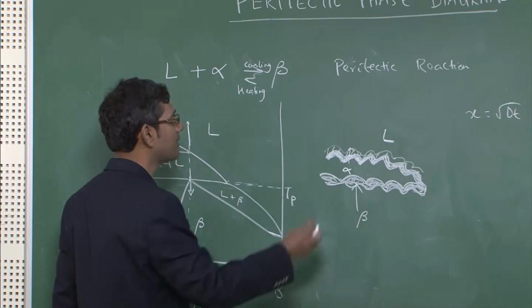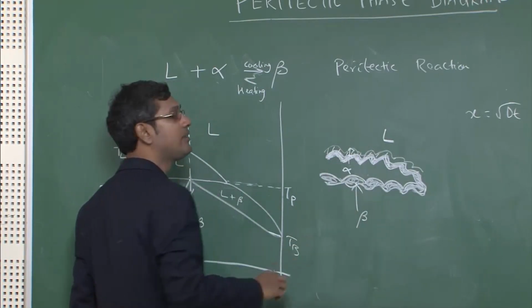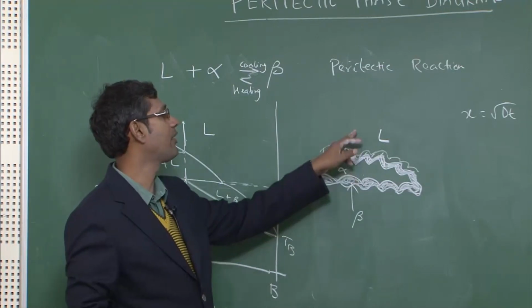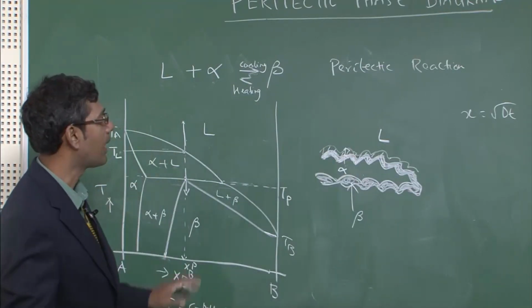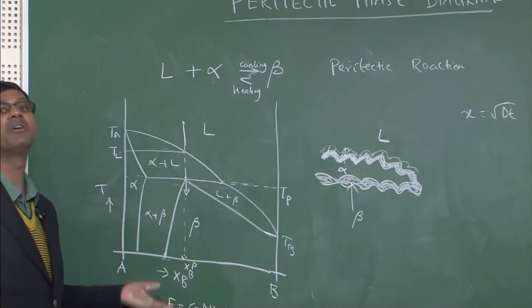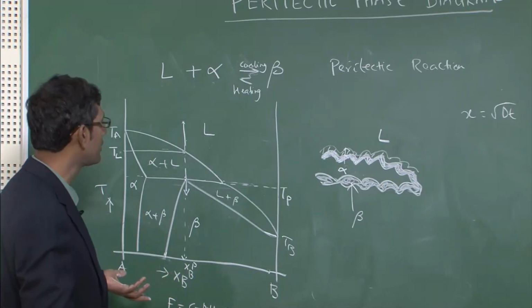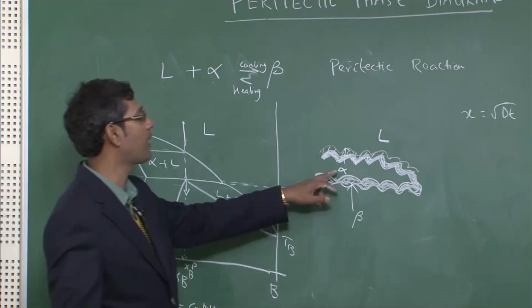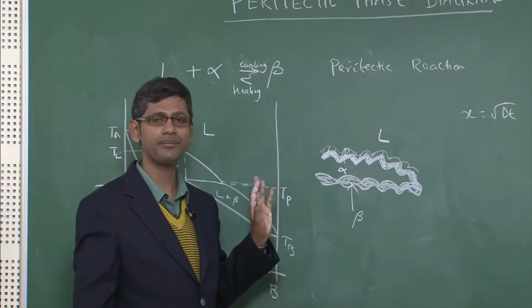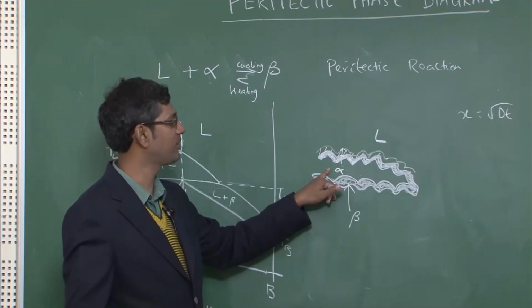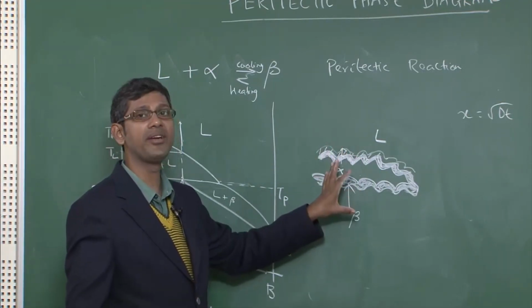So therefore as the time increases, you need more time for the atoms to diffuse from alpha to come in contact with liquid, and after some time this time will be very large, so therefore no further diffusion is possible, and under such a situation you will always have some leftover alpha in the microstructure, which you cannot help. There will always be some leftover alpha present in the microstructure because of incomplete reaction.